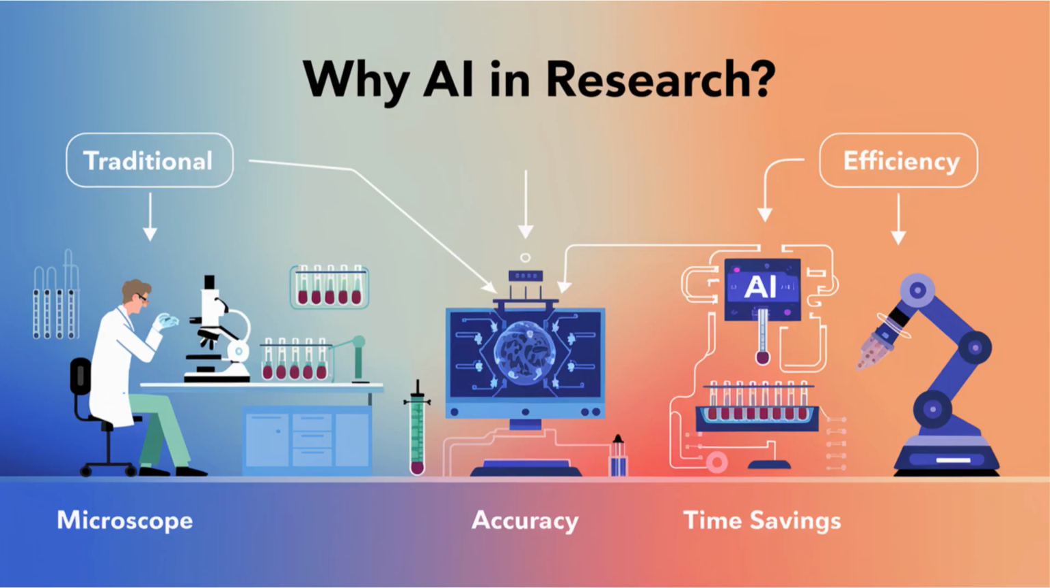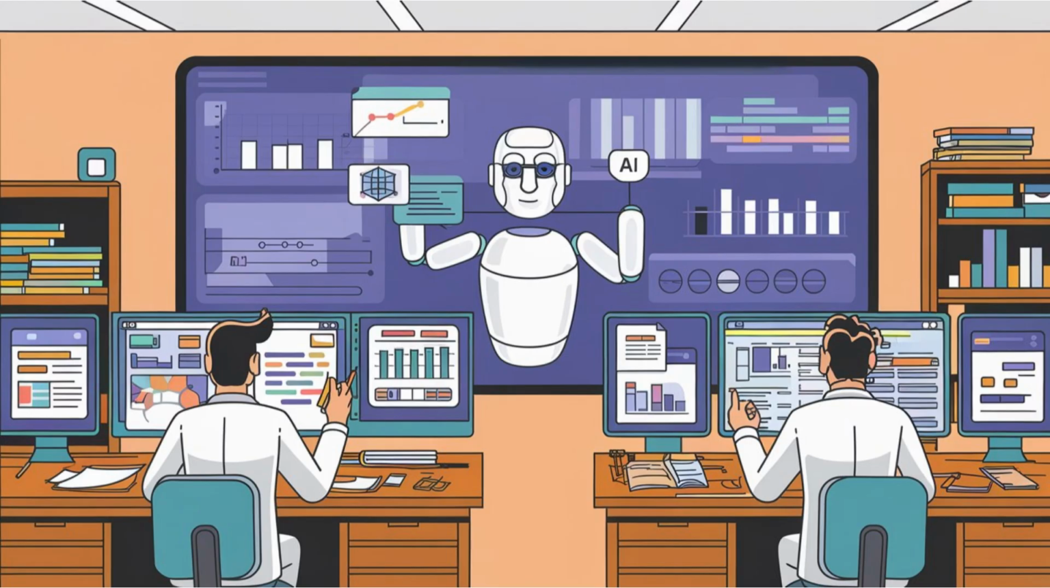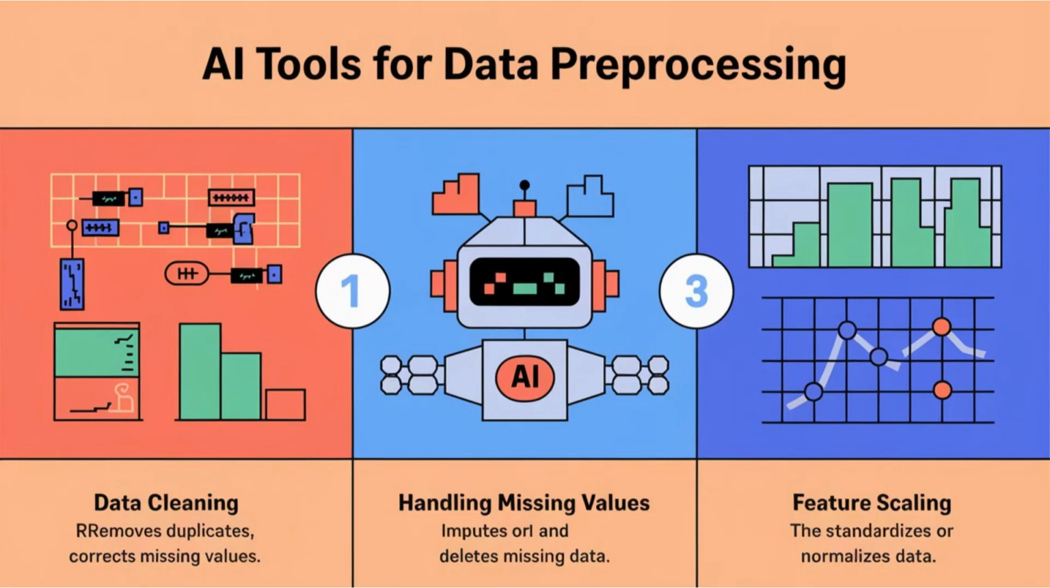Research involves massive amounts of data, but traditional methods can be slow and error-prone. That's where AI steps in. Artificial intelligence automates data processing, detects patterns, and provides insights at a speed that would be impossible manually. Whether you are dealing with numerical data, qualitative research, or large datasets, AI can transform how you analyze information. Before diving into analysis, data must be cleaned and prepped.